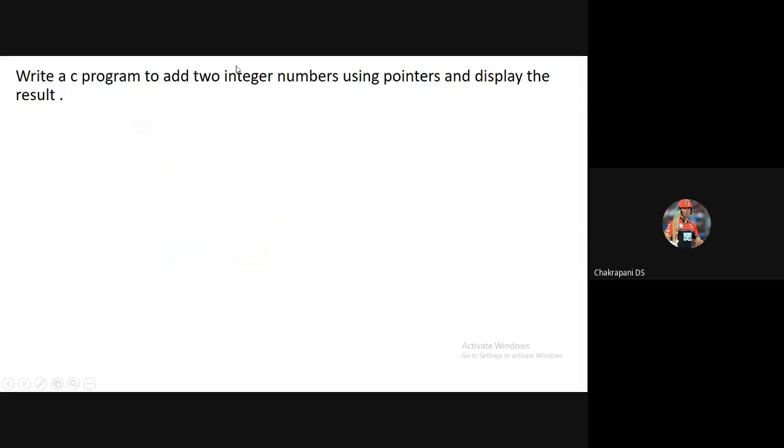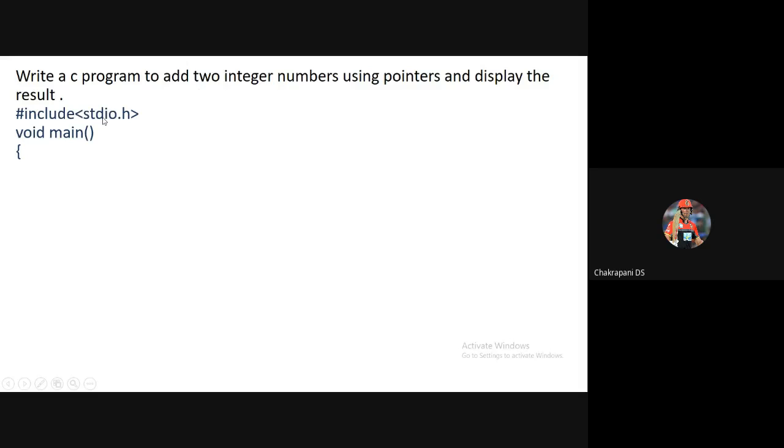Write a C program to add two integer numbers using pointers and display the result. So using pointers we have to add two integer numbers, not normal variables. Then find the sum, then display the result.